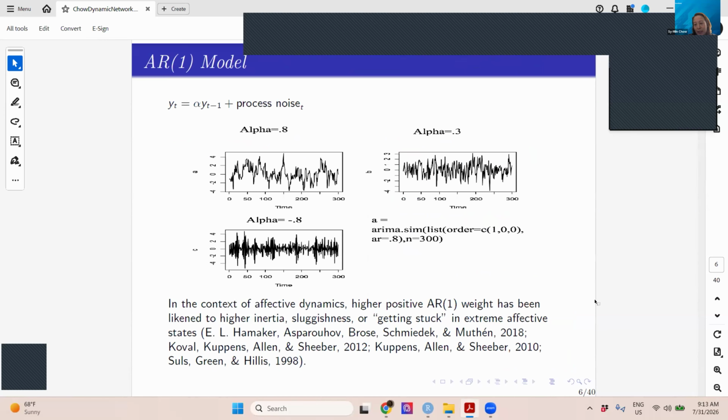So we have seen that the edge weights, or in this case the autoregressive weight, allow us to get a sense of the dynamics of the system, right? How fast they are able to get out of extreme states or values.